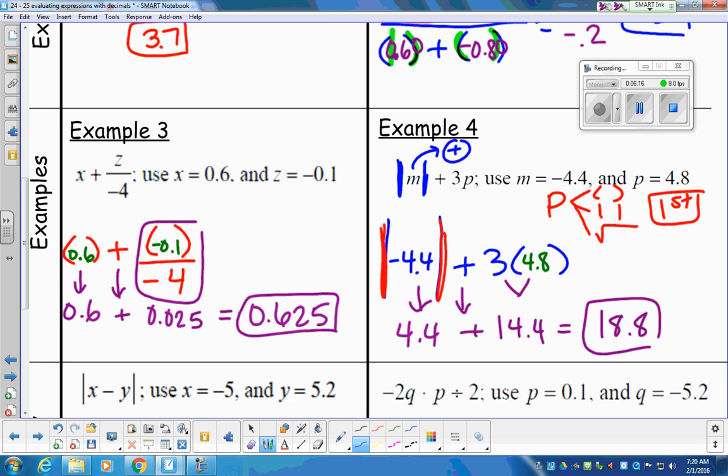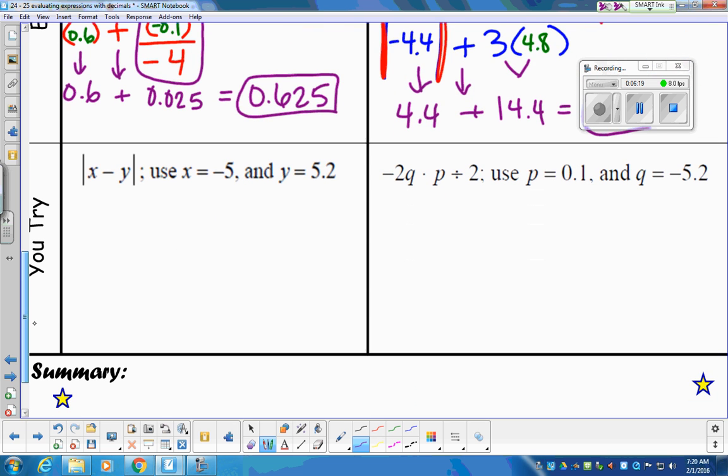18.8. Okay, group, keep hanging on there. 2 left before our summary. So now we have another jail bar problem. Here's our problem. Everything else is just substitution information. We have an x minus a y in jail, an x minus a y in jail.